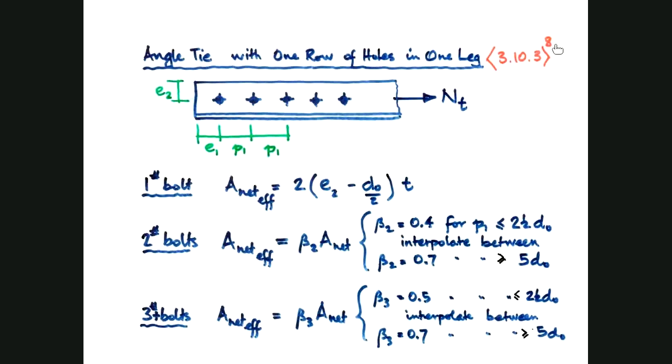So when I have a little superscript of 8, that means you need to go to part 1, part 8. If I have a little superscript of 1, it's Eurocode 3, part 1, part 1. Okay, so that's what we looked at: E2, E1, P1, and P2. E2 is perpendicular to the direction of loading, E1 is the distance from the edge to the first hole in the direction of loading, P1 is the pitch distance, and so on. And they're the equations straight from the code that I just explained.